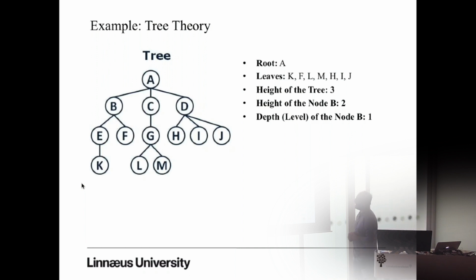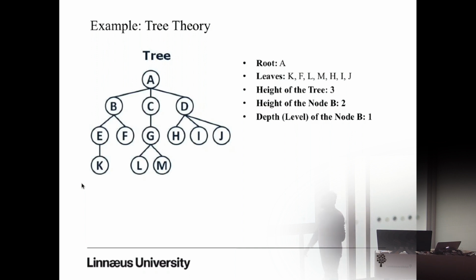For example, here we have a tree. In this case, A is the root node, and all these nodes like K, F, L, M, H that don't have any children are leaf nodes. The height of the tree is the height of the longest path. If you choose any of these paths, they have a similar height equal to 3, the number of nodes on that path minus 1.